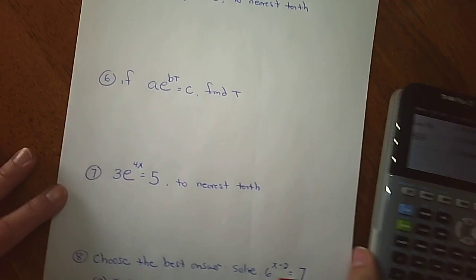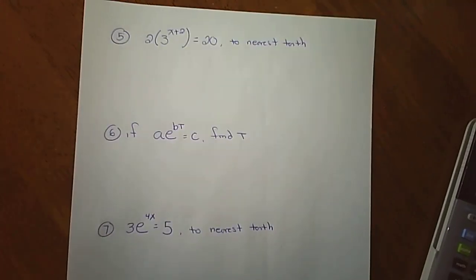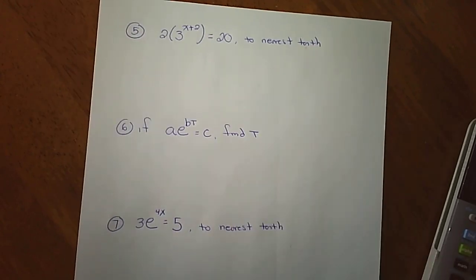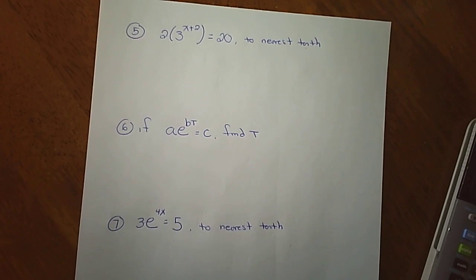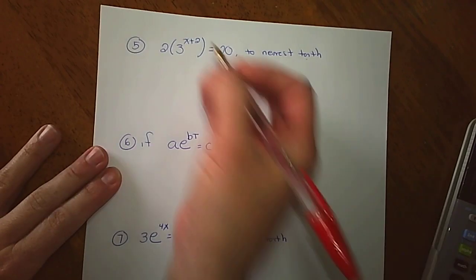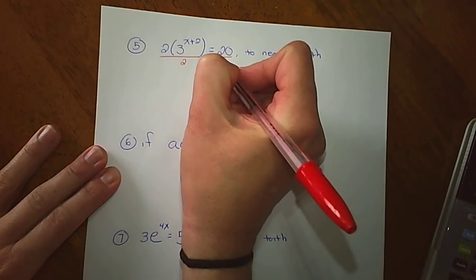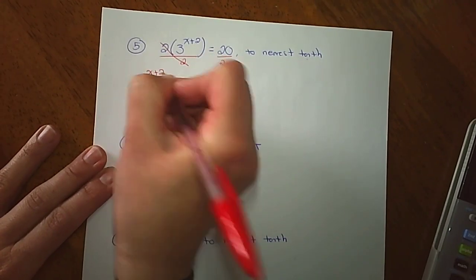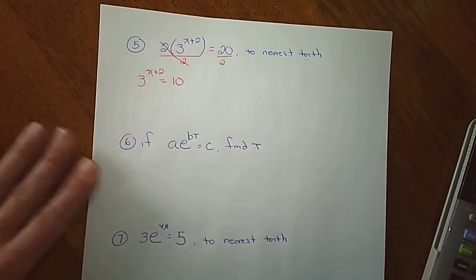So let's try a few more trickier versions of this now. In this one, I want to find it to the nearest tenth. So it means I'm going to 1 decimal place. And what would I do first on this one? Good. Divide by 2. That cancels. So I get 3 to the x plus 2 equals 10.